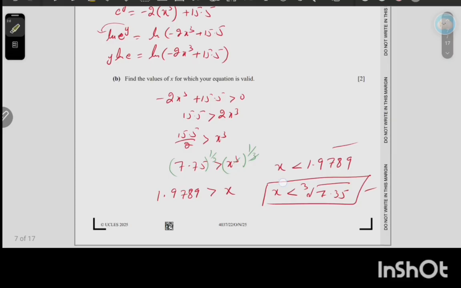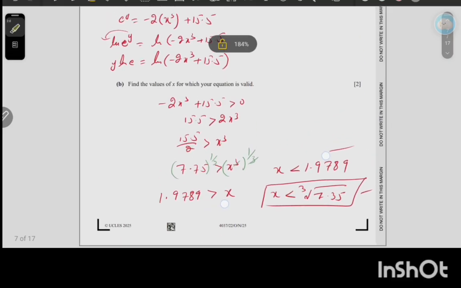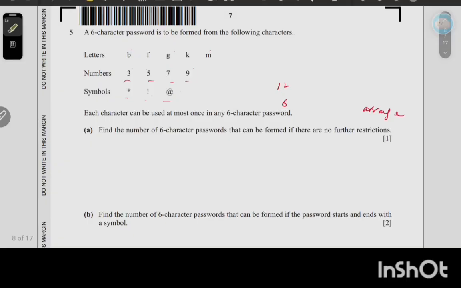Now move forward. Okay, dear friends, we have a question. Question five: a six character password is formed from the following characters. We have four numbers and three symbols, and in total we have 12 objects. Because all these involve the 12 objects, we have to choose six characters. In this question, find the number of six character passwords that can be formed.